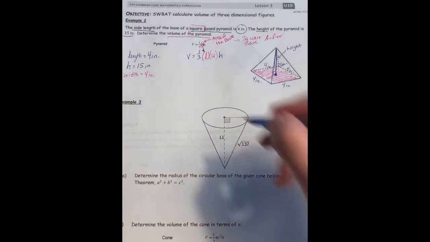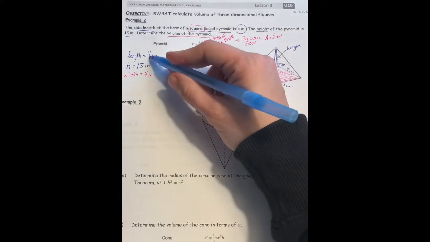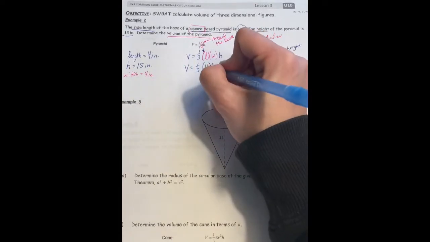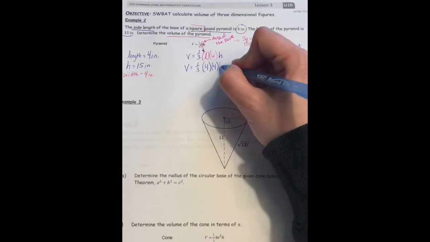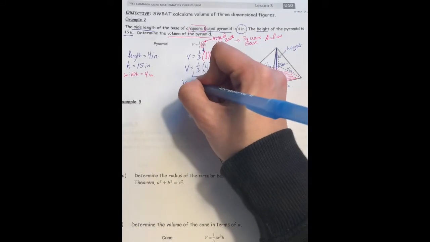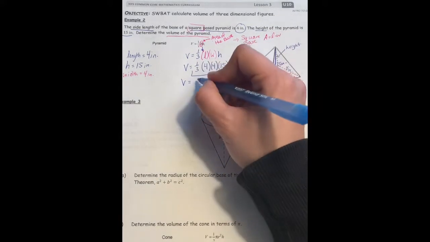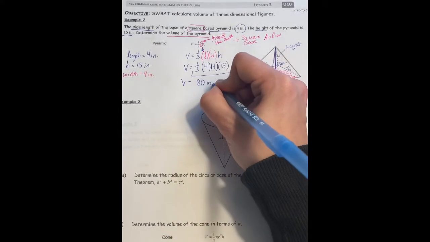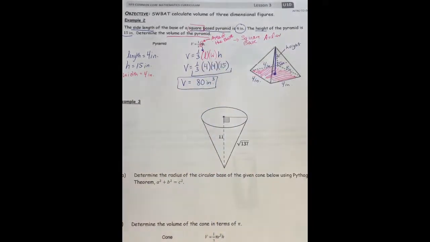So now I can begin to plug in. V equals 1/3. Well, the length was 4. The width was also 4 because it was a square base. And then the height, they told us in the directions, was 15. I type all of this in the calculator. Once I type it all in, 1/3 times 4 times 4 times 15, I get 80. And my units were inches. So I put inches. Whenever we're talking about volume, it's inches cubed. So this is my final answer for example 2.